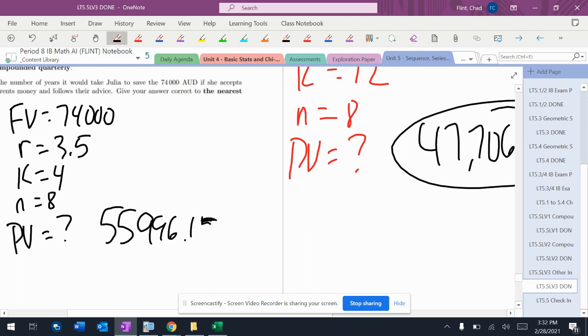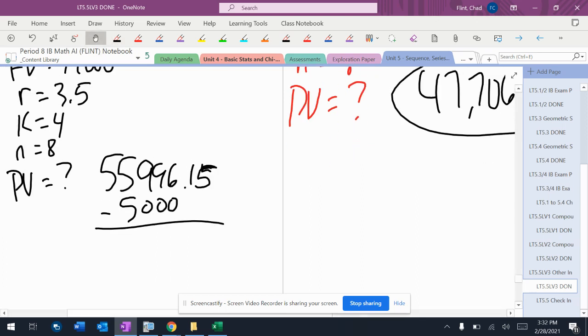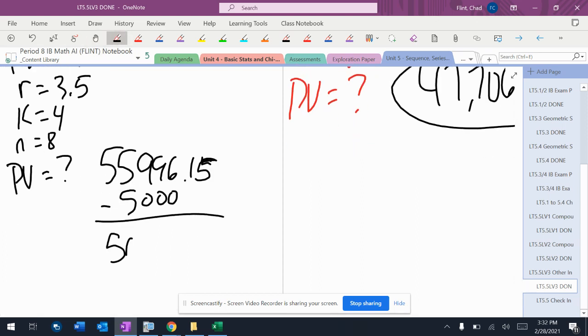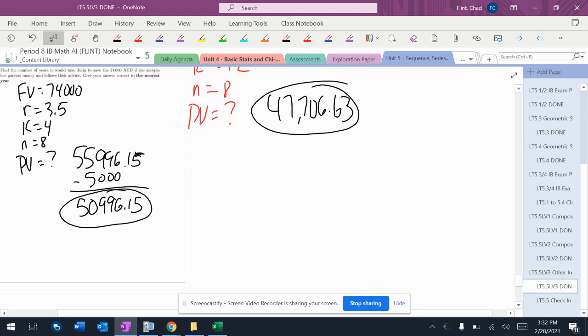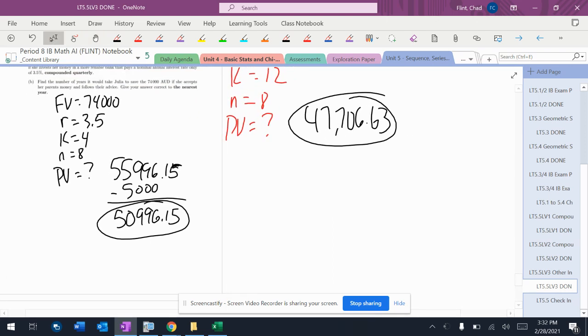But the parents are giving her $5,000. So she would need to have $50,996.15, which is more than she would need in the other one. So if it asked you what should she do, she should invest her own money in the higher interest rate bank.